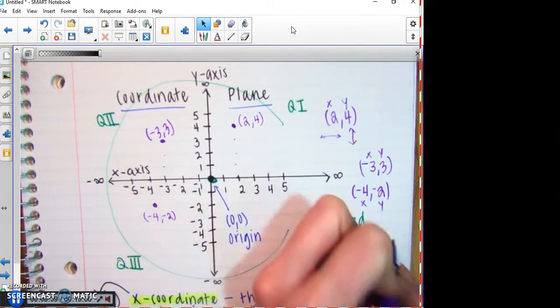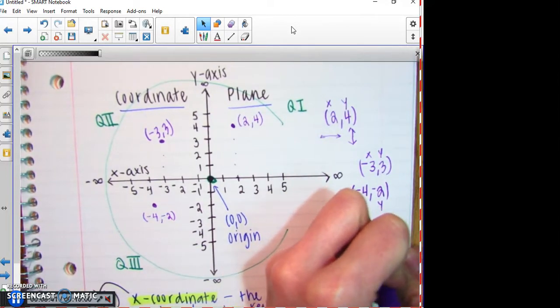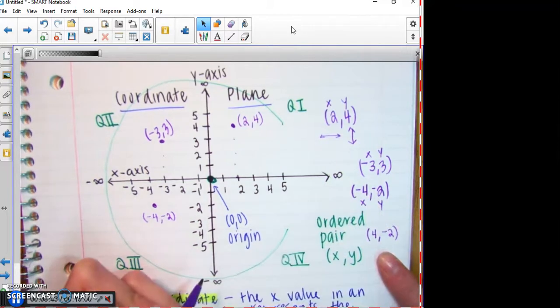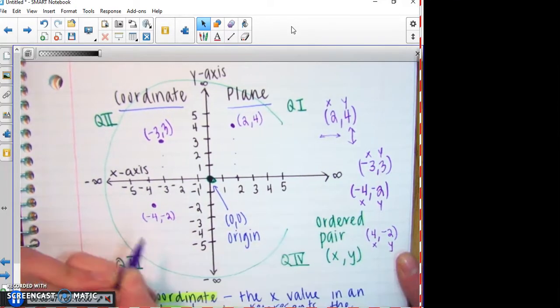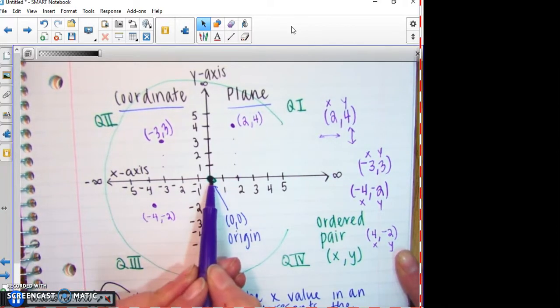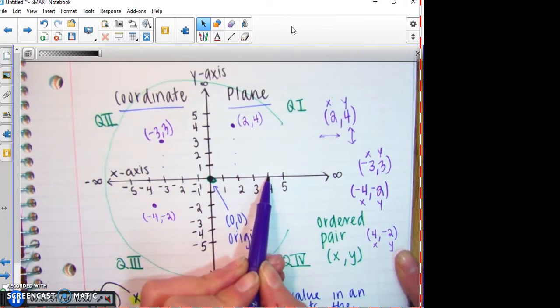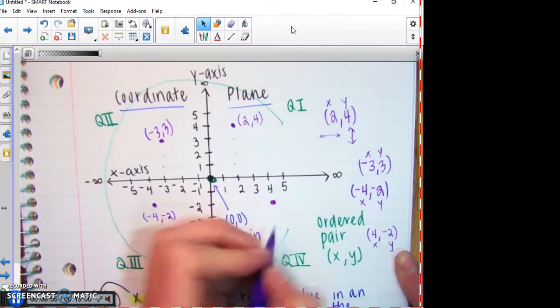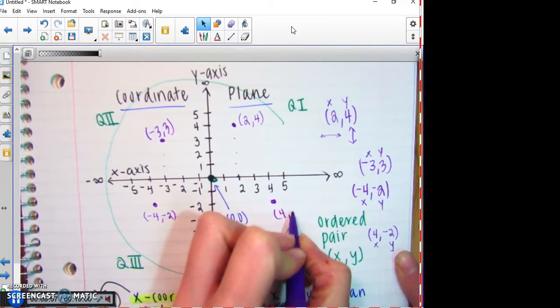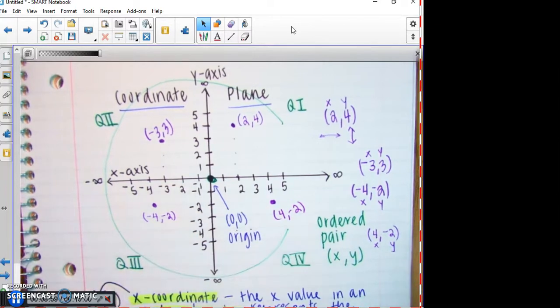And then how about one more? Let's have (4, -2). This time we're going to positive 4 on the x-axis and negative 2 on the y-axis. So go over to positive 4 and then down 1, 2. So there's our point, (4, -2).